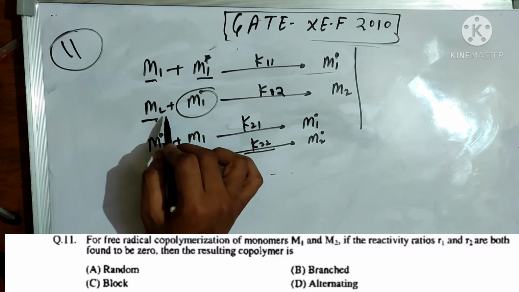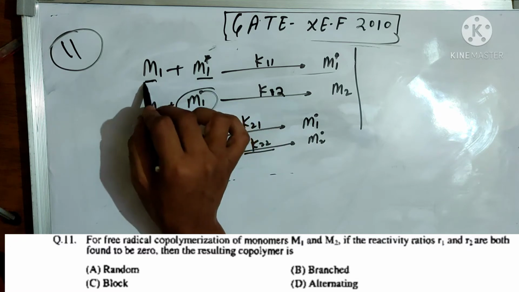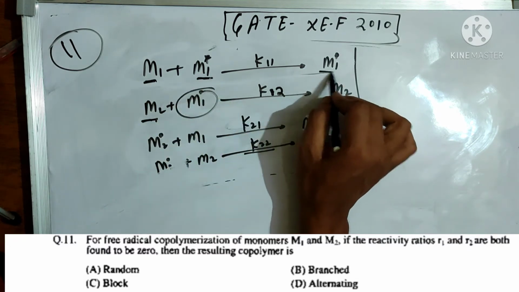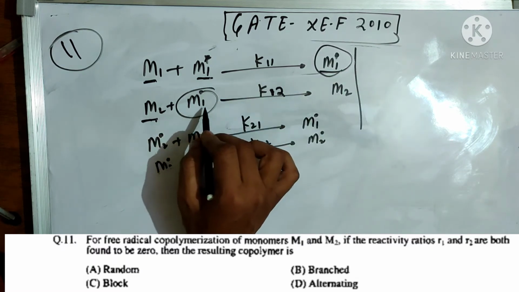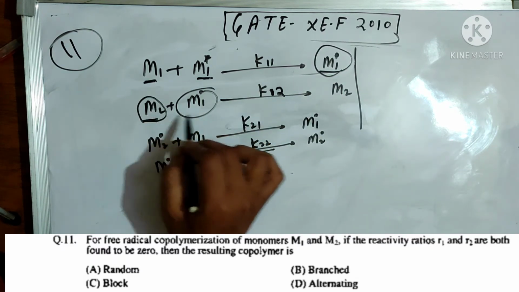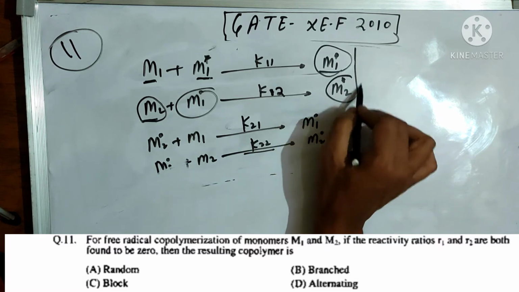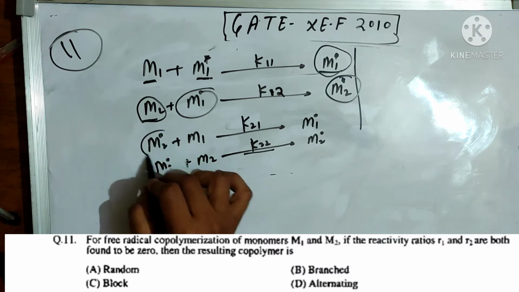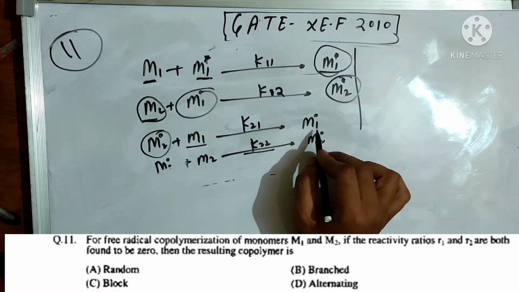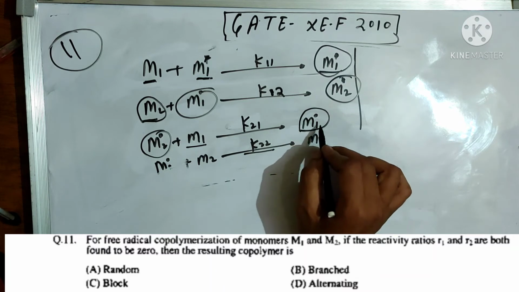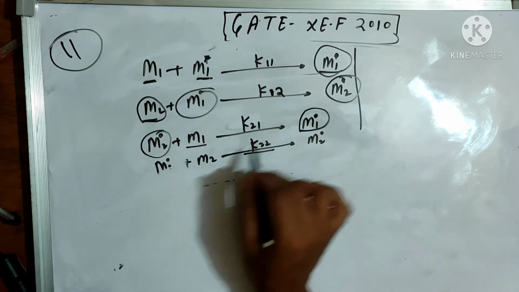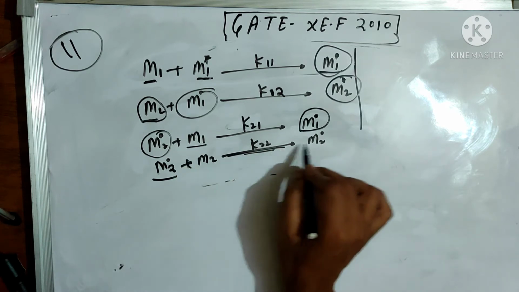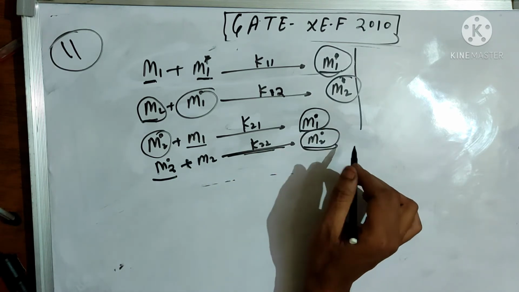M1 and M2 are two different types of monomer. M1 radical reacts with the monomer M2 and forms M2 radical, and again M2 radical reacts with monomer M1 and forms M1 radical, and again M1 radical reacts with monomer M2 and forms M2 radical.